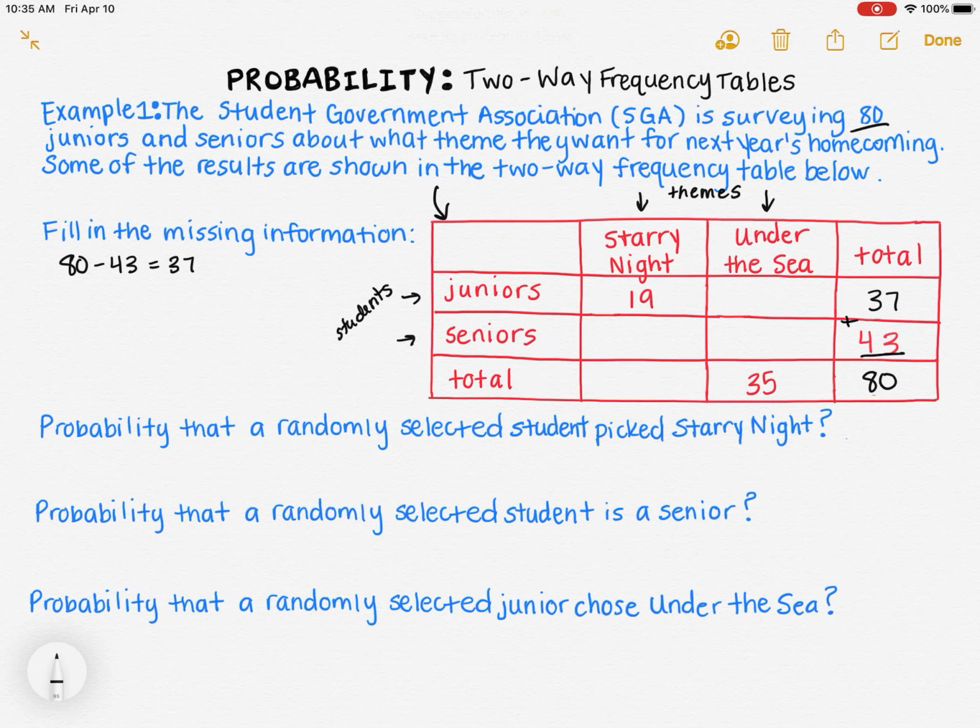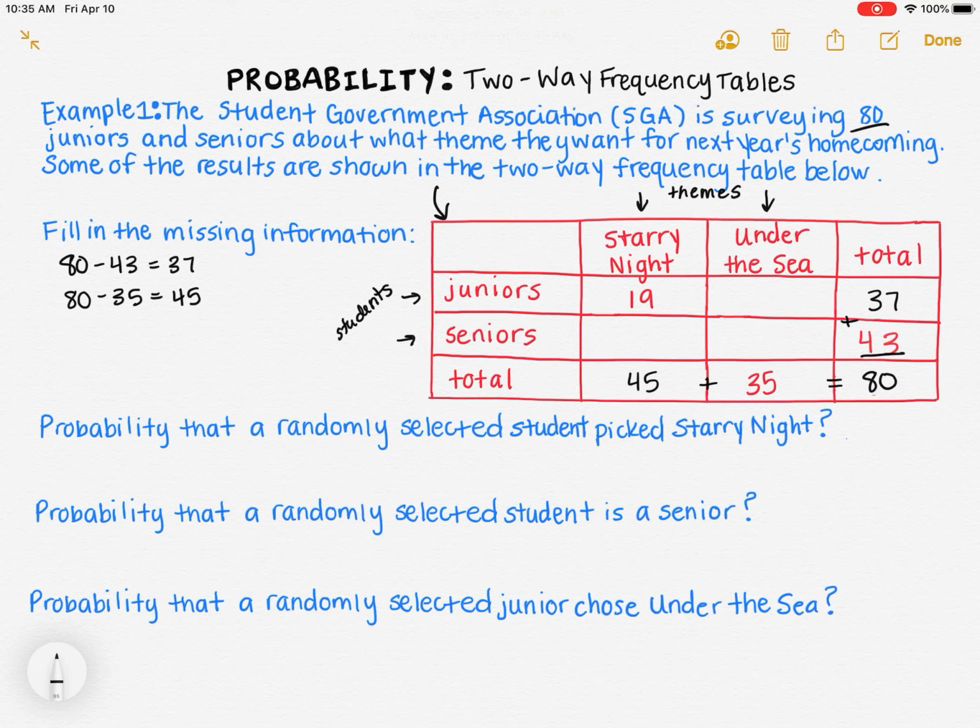I can do the same thing with the total of people that said Starry Night. If 35 people said Under the Sea, then the total that said Starry Night plus 35 should give me 80 as well, assuming everyone answered the question. So I can do 80 minus 35, and that gives me 45. So there must have been 45 total people that said Starry Night.